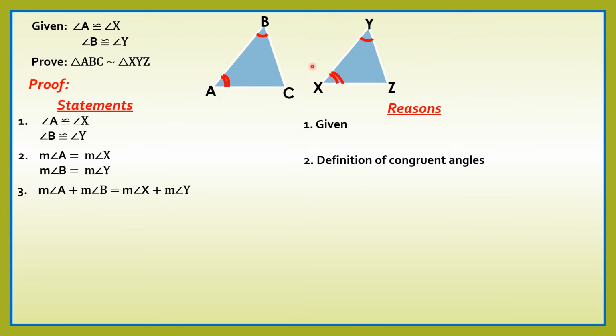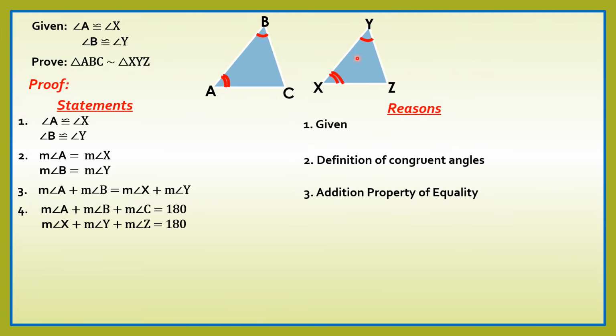Number 3, measure of angle A plus the measure of angle B is equal to the measure of angle X plus the measure of angle Y. Reason, addition property of equality. Number 4, measure of angle A plus the measure of angle B plus the measure of angle C is equal to 180. And the measure of angle X plus the measure of angle Y plus the measure of angle Z is also 180. Reason, the sum of the measure of the three angles in a triangle equals 180.